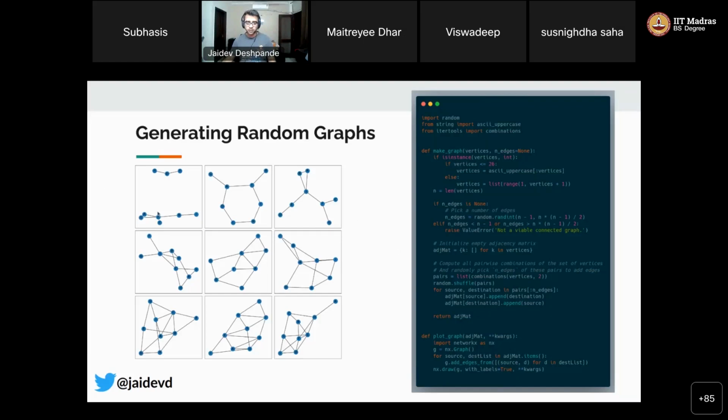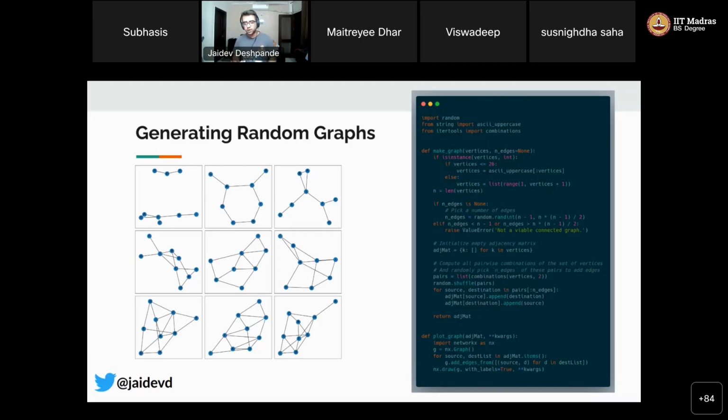If you look at this particular graph over here to the top left, that's an example where the number of edges is too small compared to the number of nodes, right? And that's why it generates a graph that is not fully connected at all. It's in fact two different graphs, right?